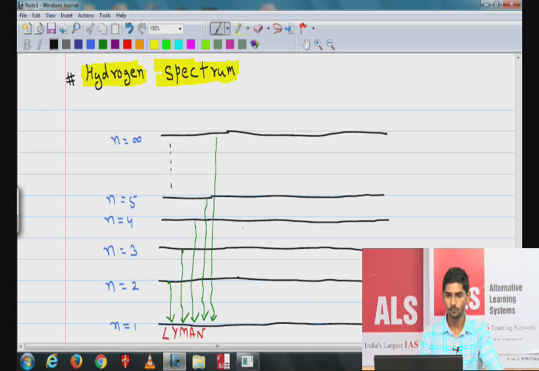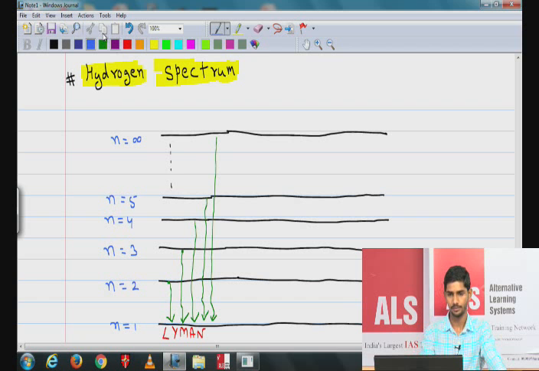So guys, what I am trying to say is, it doesn't matter from which state the electron starts its transition, but finally if it lands, or we can say finally it reaches the first orbit, we will say it is part of the Lyman series. Okay?